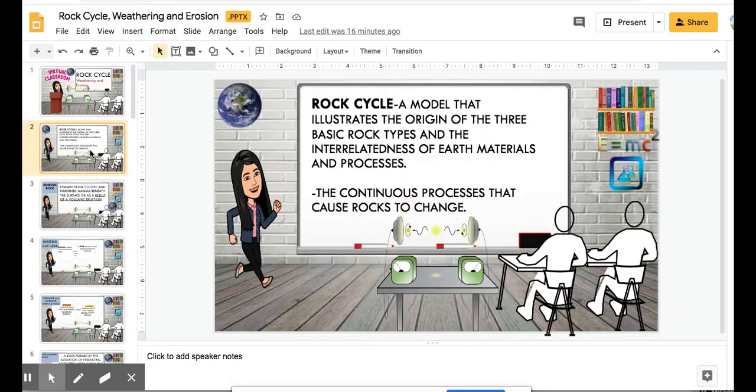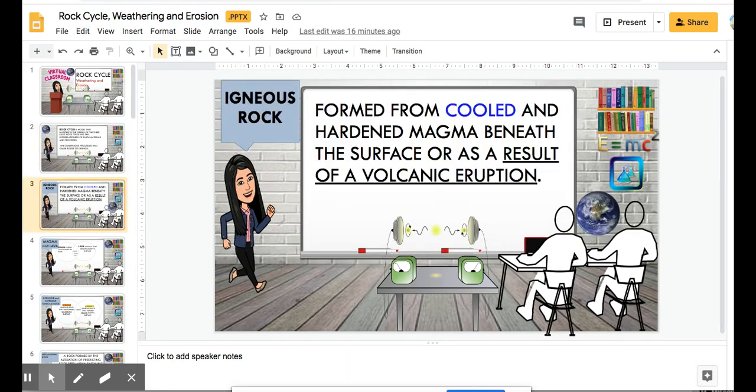We're going to start our review on the rock cycle. What is a rock cycle? It is simply a model that illustrates the origin of the three basic rock types and the interrelatedness of Earth's materials and processes. It is the continuous processes that cause rocks to change. There are three kinds of rocks.